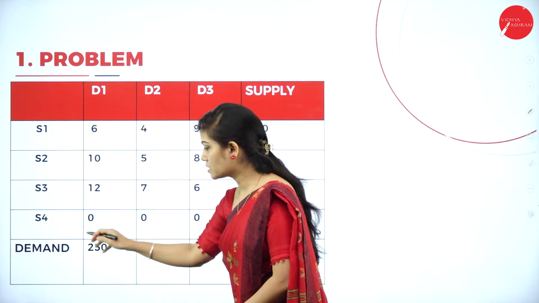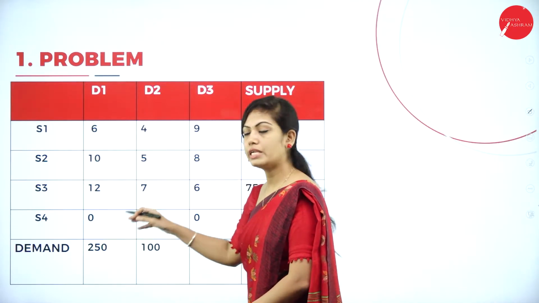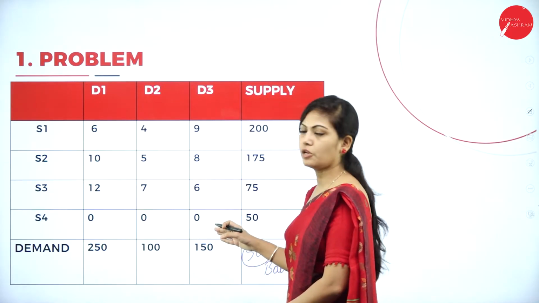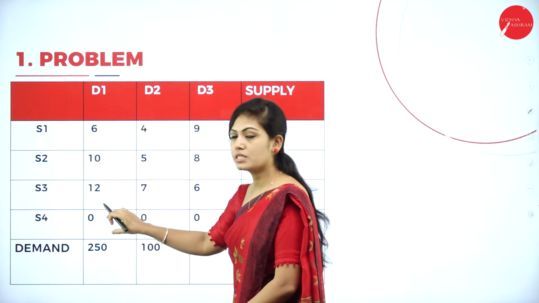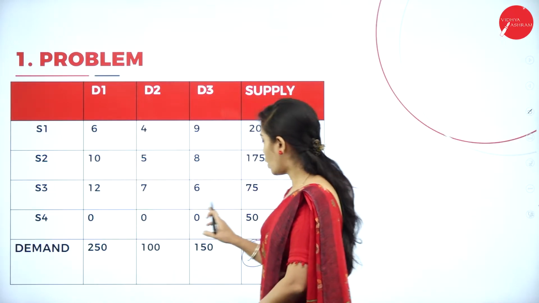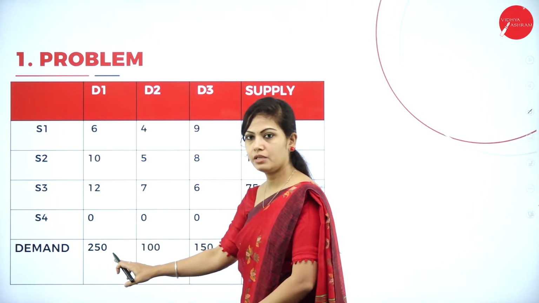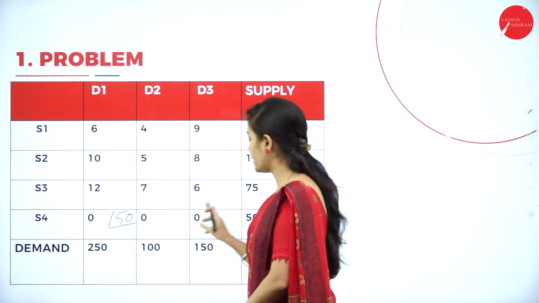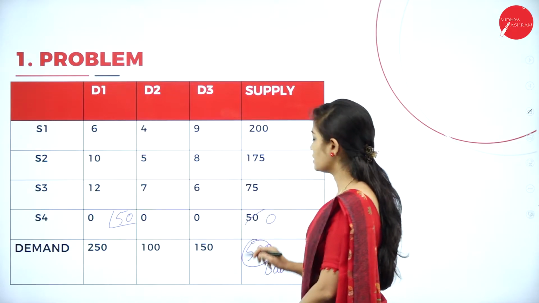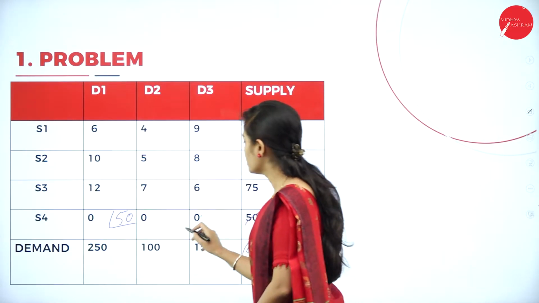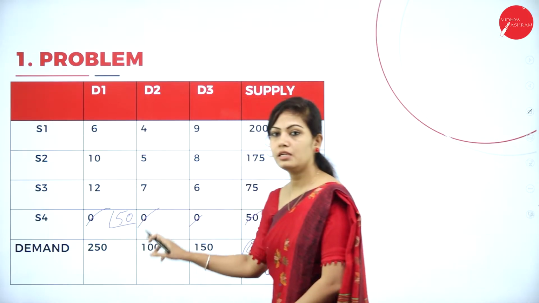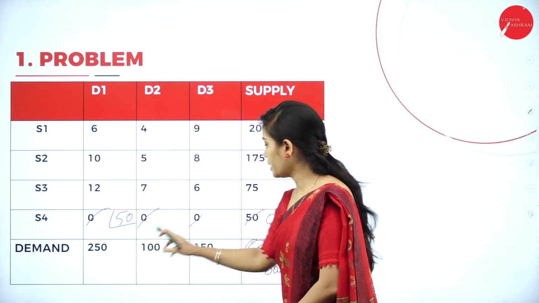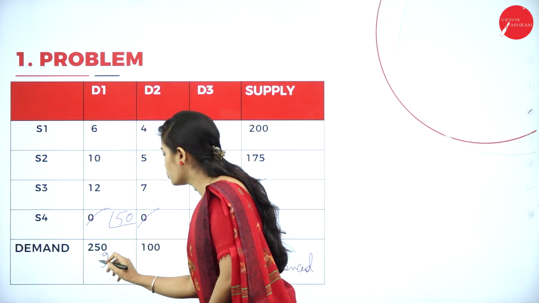So I will consider this as my least value, or else you can consider this 0 or this 0 also. First I will consider this 0 as my least value. Out of 50 and 250, I have least value 50. So supply is my least value. I will cancel this 50. If it is 0, I can cancel all the values. 250 minus 50 is 200.